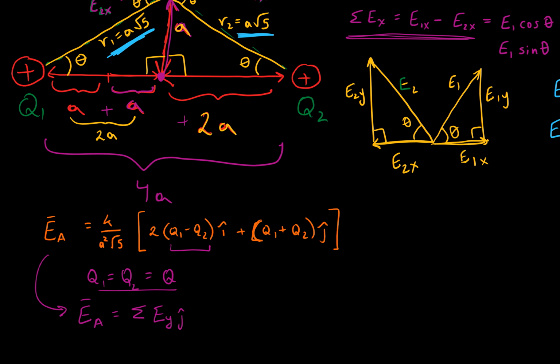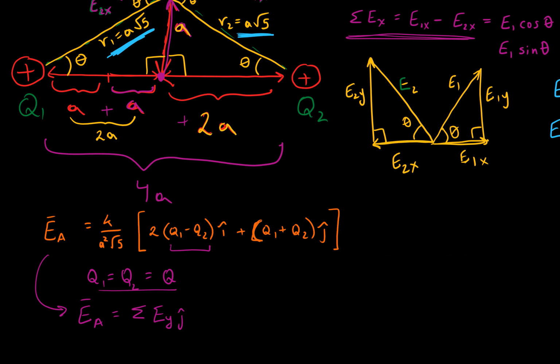So if you had known that the charges were the same, then you could abuse some symmetry here and not do all of the accessory math and just worry about the y components. This is a good strategy.